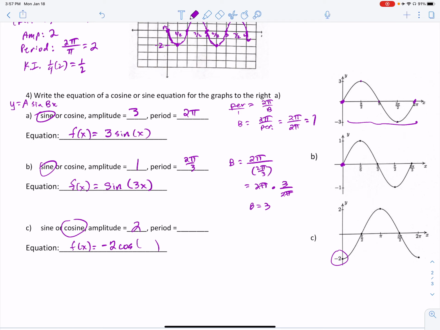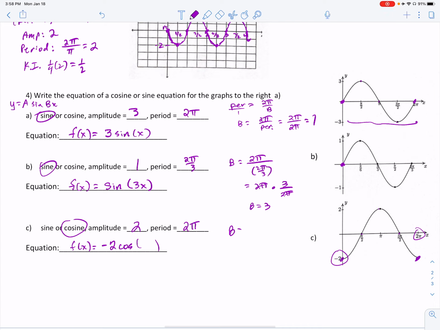And then the period of this, we end up where we started. We started at -2, went to 0, up to 2, to 0, down to -2. We end up with one complete cycle. That is one complete period. And it went for a length of 2 pi.